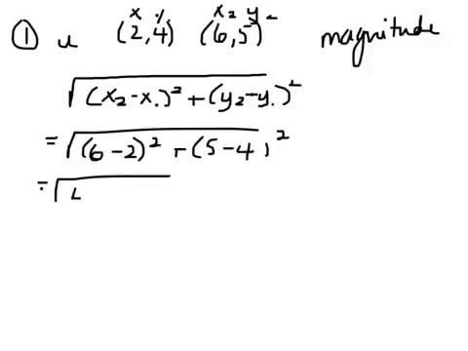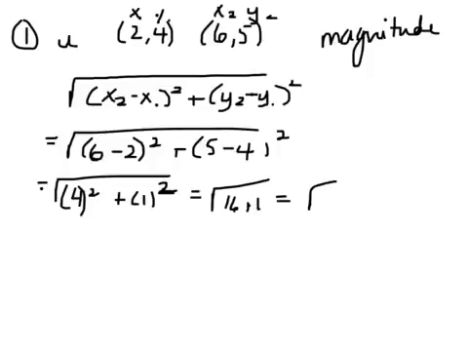6 minus 2 is 4 squared. And 5 minus 4 is 1 squared. It's not picking up my writing very well. And then that's the square root of what? 16 plus 1 underneath there, which is square root of 17. That's the magnitude, square root of 17.